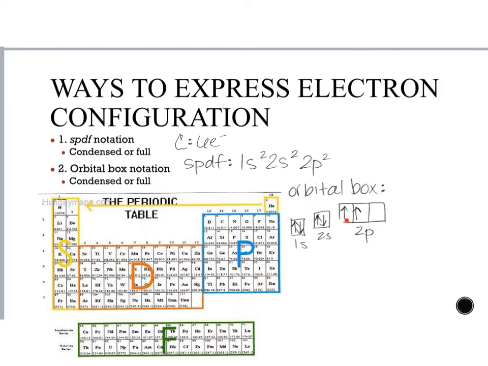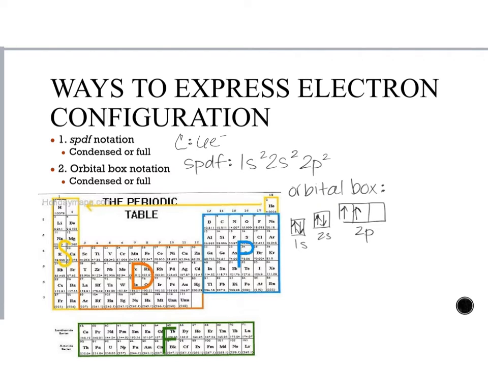Now there's something else to notice. These are at different heights, right? That's because this is the lowest energy. And as I increase energy, my boxes get higher and higher and higher to show that the energy levels are increasing.